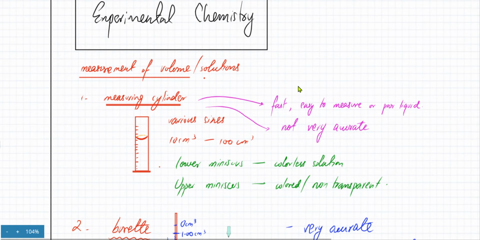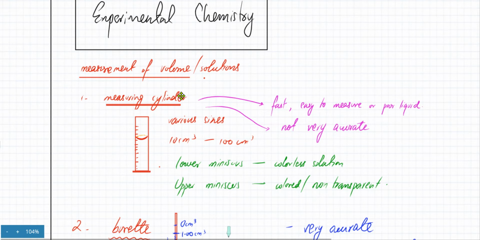Starting with the first thing that we did was we learned how to measure the volume. How do you measure the volume of solutions? So, I told you that you use measuring cylinder most of the time. It comes in various sizes, so whichever you like, it will fit that size. When you're reading values, hopefully you know that you have to read the lower meniscus, and the upper meniscus if the solution is colored, okay? And you can't see the lower meniscus, then you read the upper meniscus.